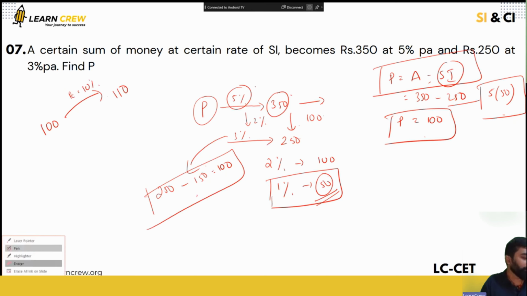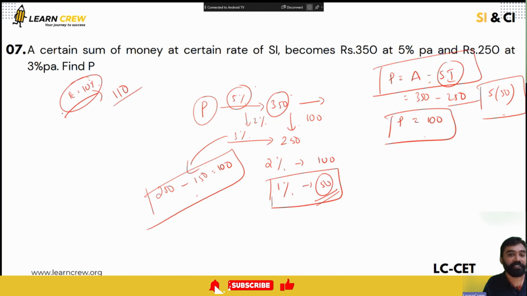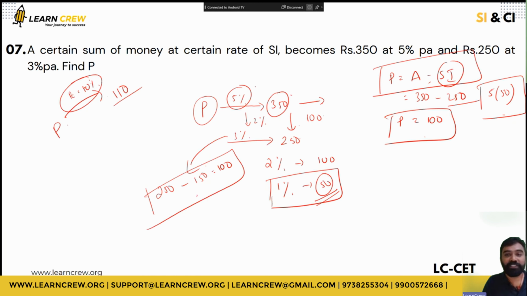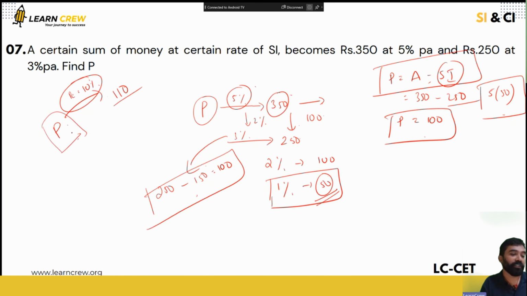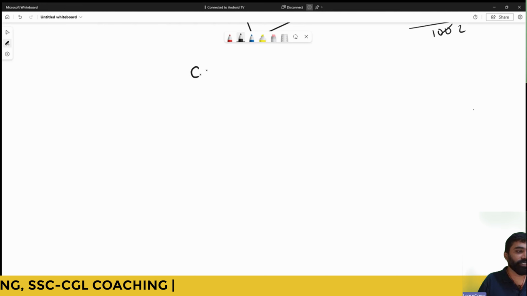Now, what am I doing? I am giving the end amount as 110 and I'm giving the rate of interest as 10. I'm asking you to find the principal. What will you do? From this 110, you will reduce this 10% and you will get the principal value. So simple interest, almost it is clear.